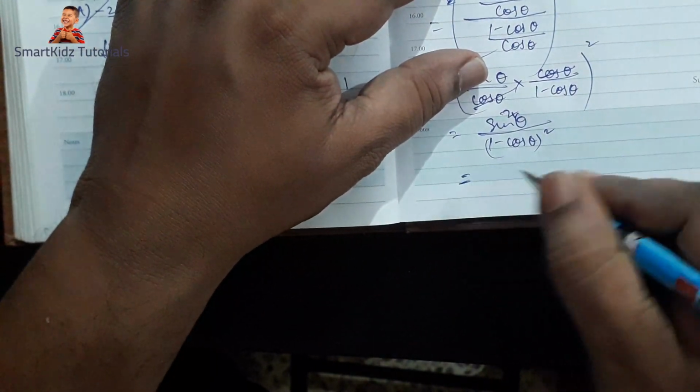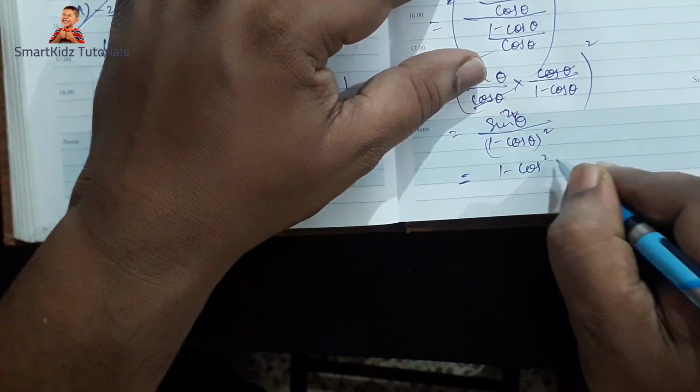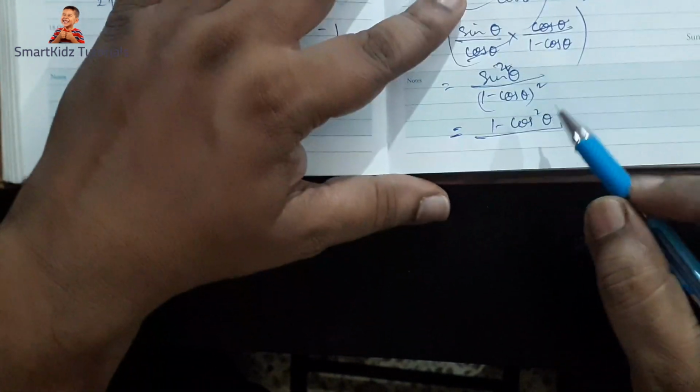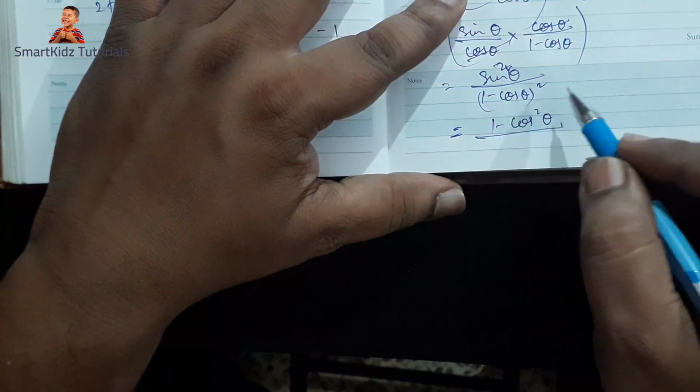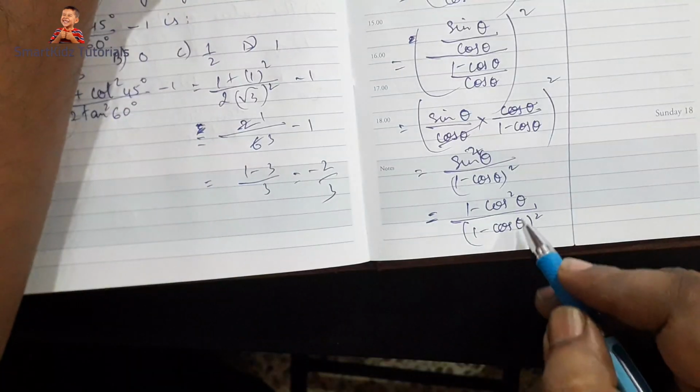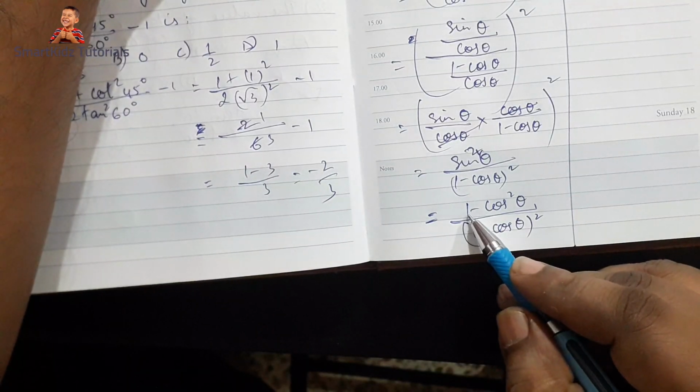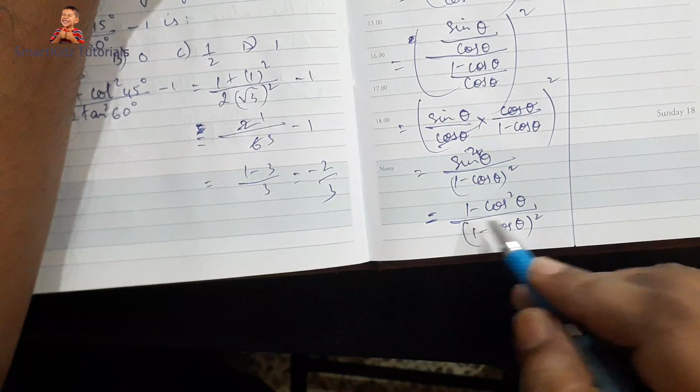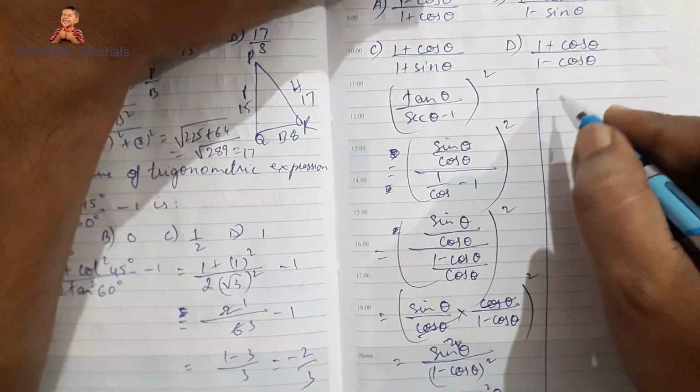Sin square theta can be written as 1 minus cos square theta. This is the identity, sin square theta equals 1 minus cos square theta, and this 1 minus cos theta whole square I'll repeat here. Okay, I'll just continue over here. This 1 minus cos square theta is as good as saying that it is a square minus b square.